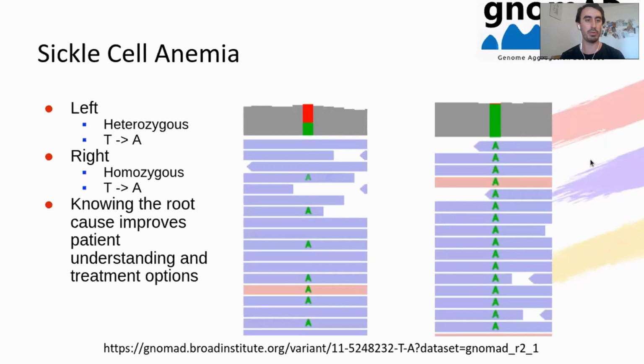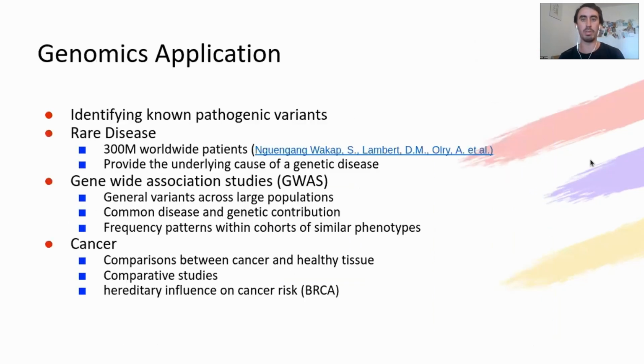Knowing these differences between not only the genotype, but the gene and the variant itself can aid clinical and diagnostic treatment options for patients, or at the very least help individuals and patients know the root cause for different aspects of genetic disease. So once we have all this information, what can we do with it?